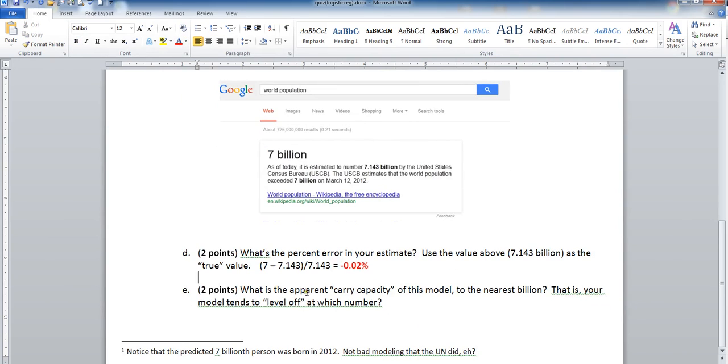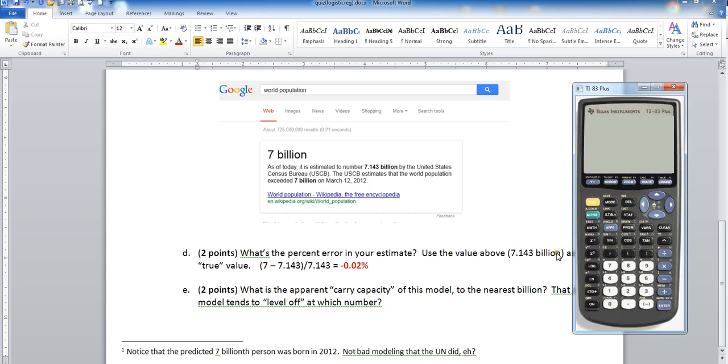What is the apparent carrying capacity of this model to the nearest billion? The model tends to level off at which number? This was a fun one because this requires you to throw back to some of your old Math 95 skills. You can see this curve is beginning to level off, but it hasn't done it yet. So the first thing I'm going to do is increase my Y max up to, say, 20. And then regraph and see. Okay, so now it looks like 20 might be good enough this way, but it's not good enough this way.